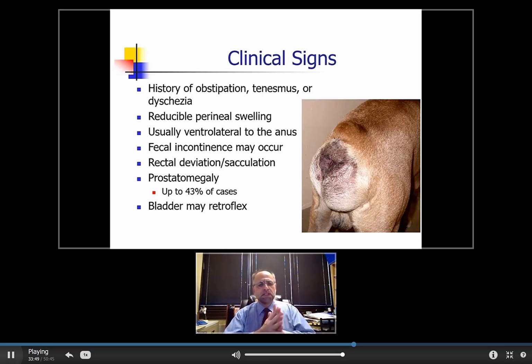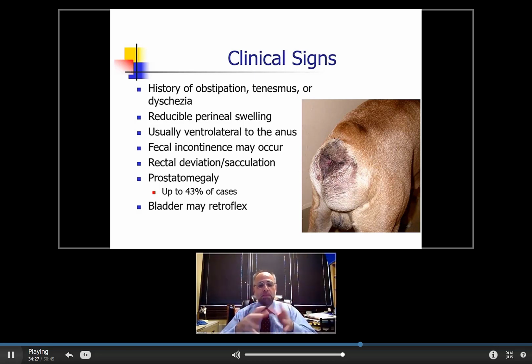As far as clinical signs go, these patients usually present with a large firm swelling in the area in the perineum surrounding the anus or the rectum. It usually deviates a little bit more ventrally. It's usually pretty edematous, and it feels like there may be fluid present in there. These patients usually present also with a history of straining to defecate, some obstipation or tenesmus. Owners oftentimes will report that their stools look very thin or small as they're straining. Some of these patients may be incontinent.